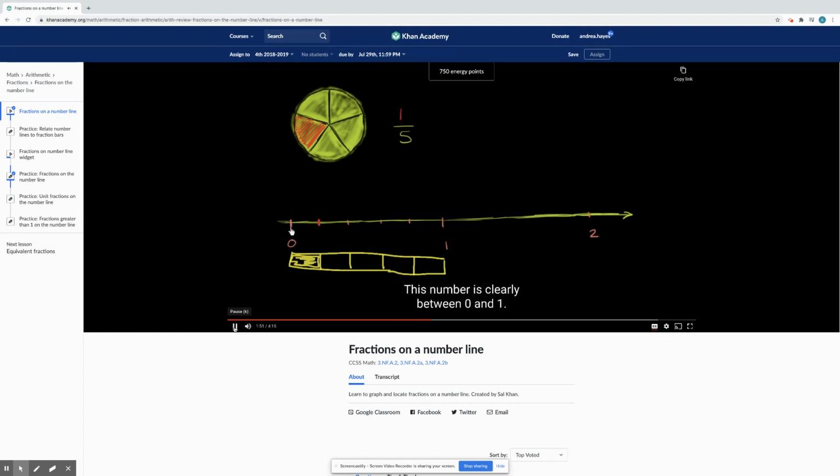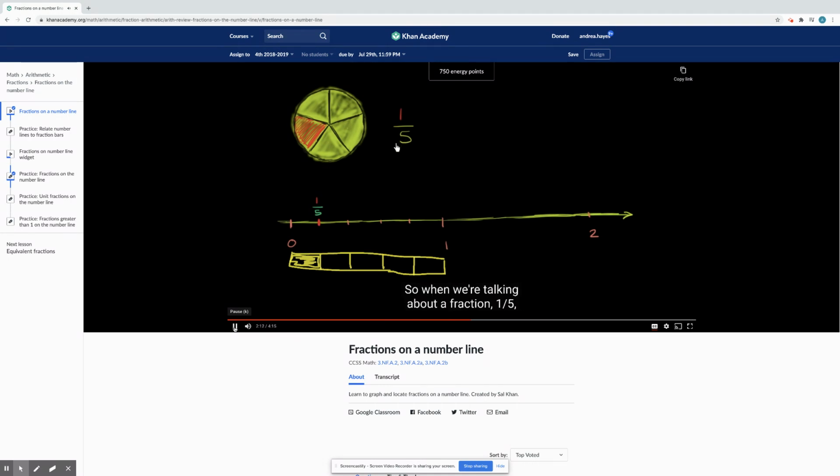This number is clearly between 0 and 1. It's clearly closer to 0. And we've gone 1 out of the 5 equal sections towards 1. Well, it makes complete sense that, look, we had 5 equal sections here. We've traveled 1 of them towards 1. So we should call this number right over here 1/5.